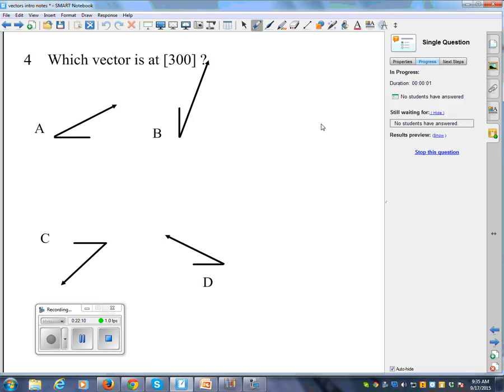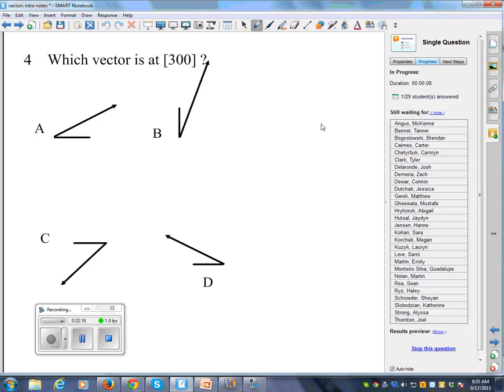Which vector is at a direction of 300? Bearing 300. A, B, C, or D?